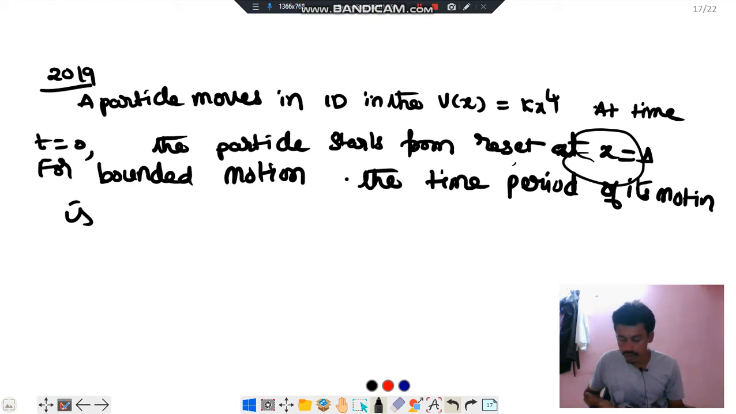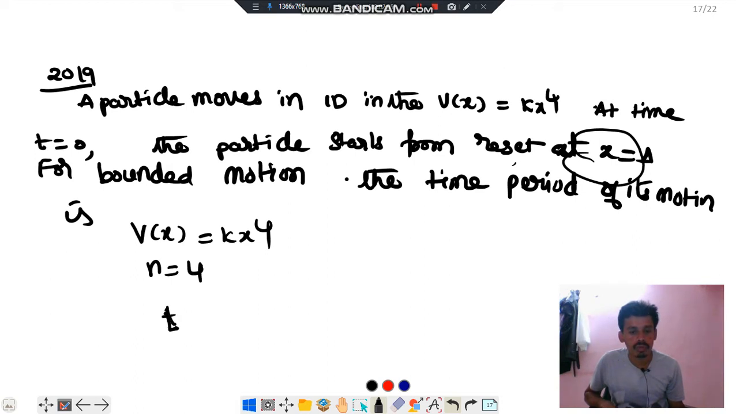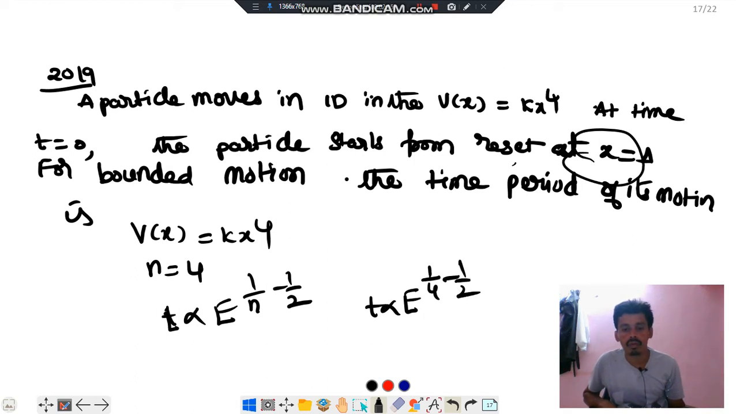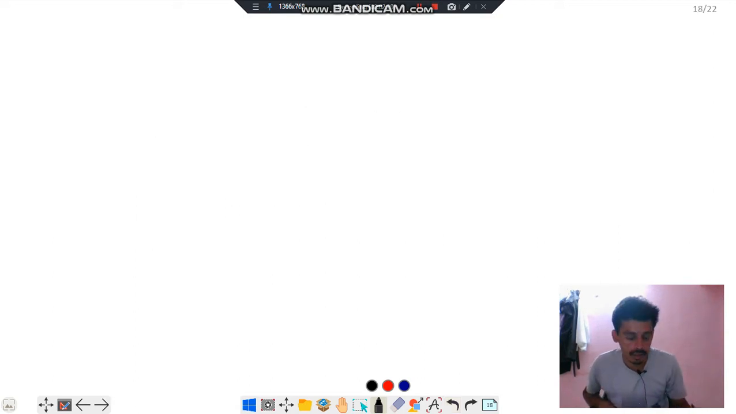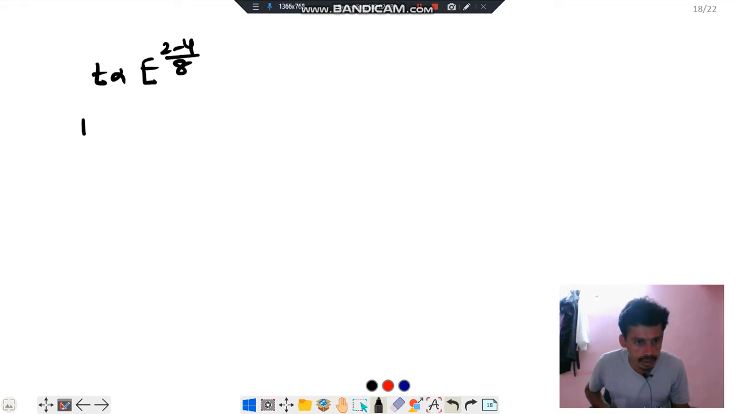Okay. Now first, V of x is equal to k x power 4. Now n is equal to what? 4. T is proportional to E power 1 by n minus half. T proportional to E power 1 by 4 minus half. T proportional to E power (2 minus 4) by 8. T proportional to E power minus 1 by 4.